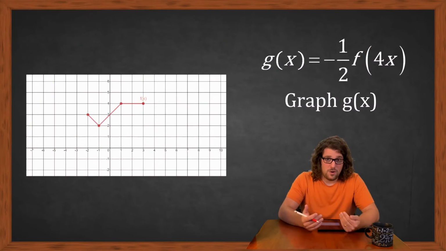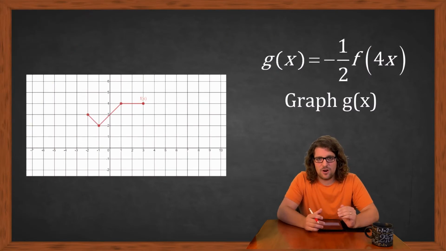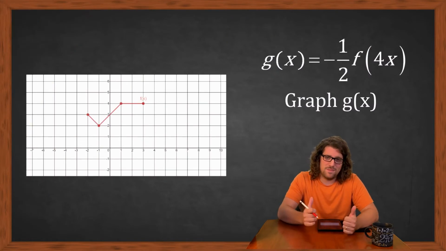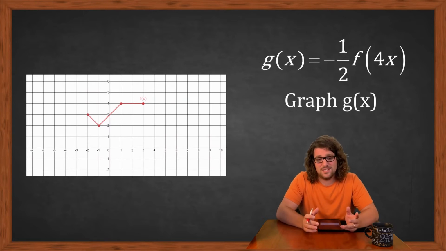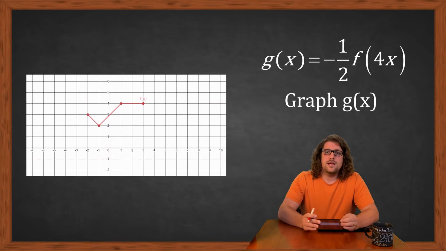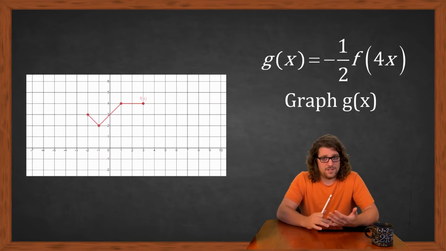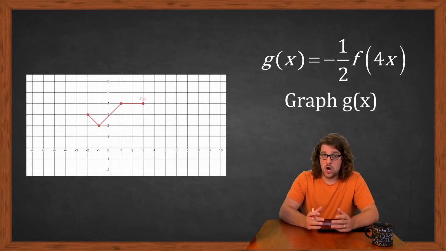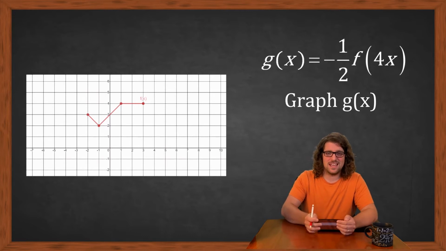Okay, so what we have over to the side is our graph that we're going to be working with. Above me is the transformation, g of x is equal to negative 1/2 f of 4x. Now, there is a negative sign involved here, and then there are two parameters that are not one, so they are actually going to be doing something in this case.